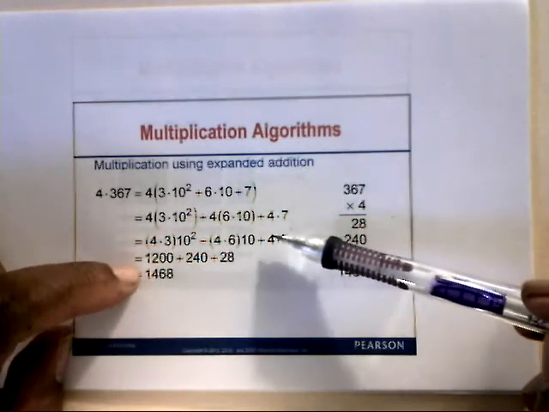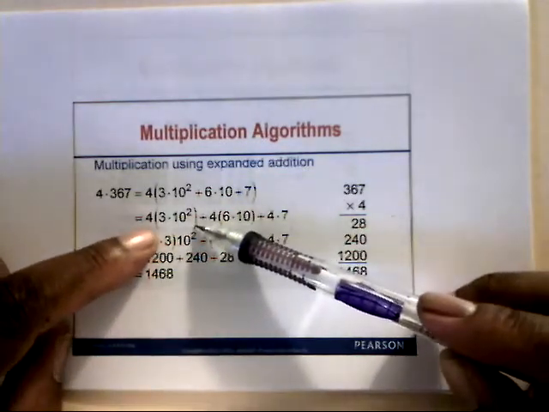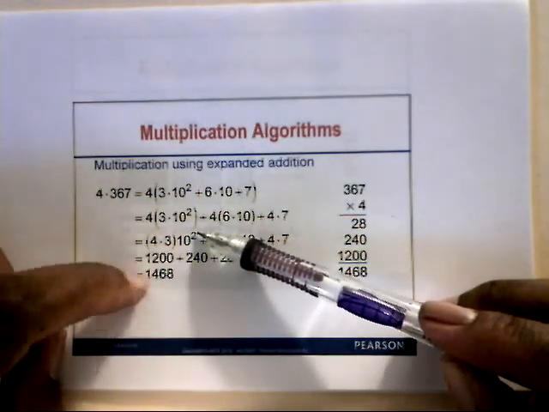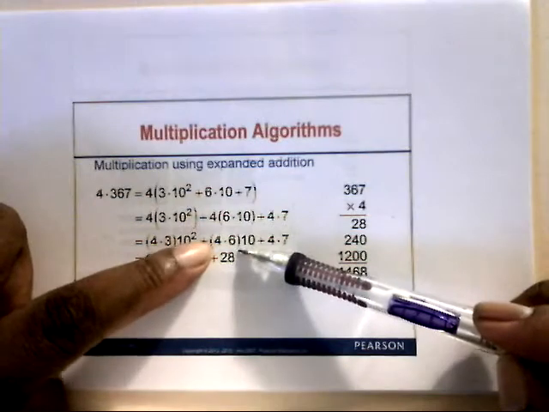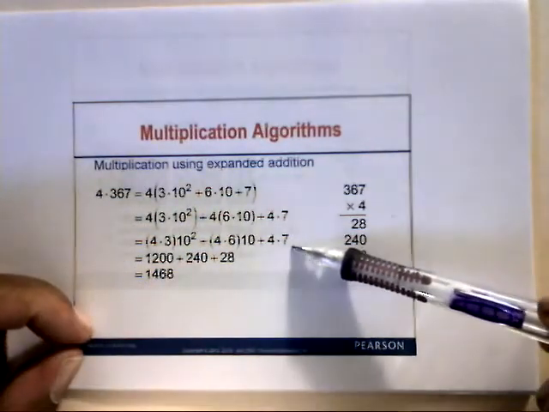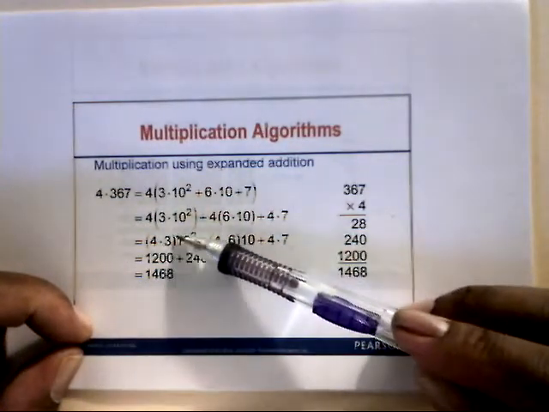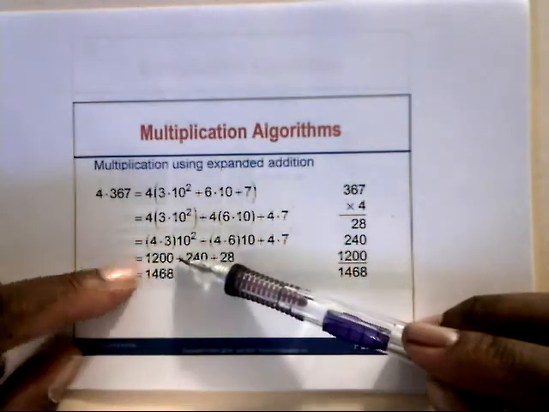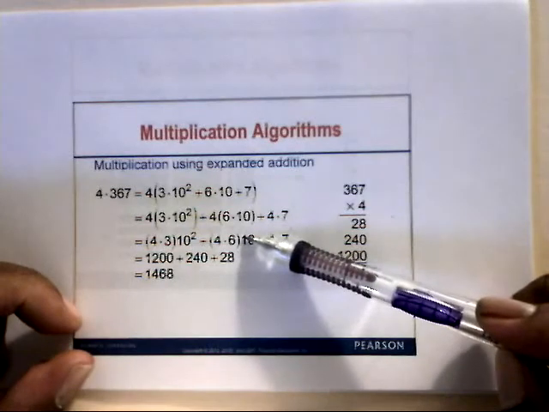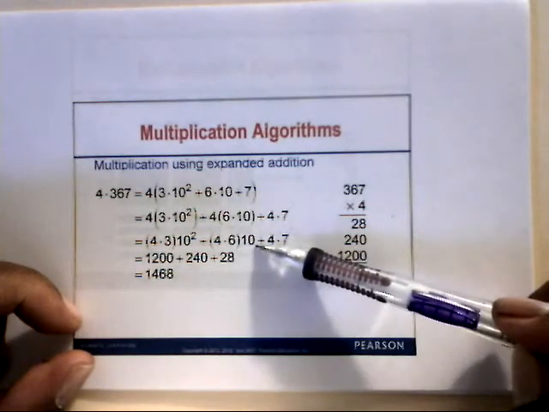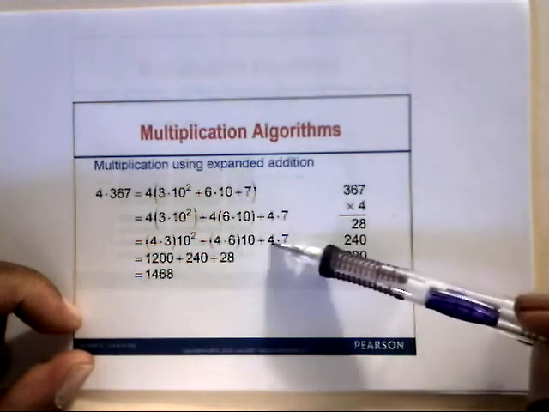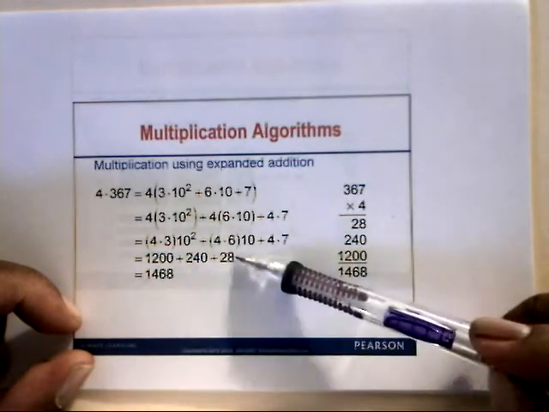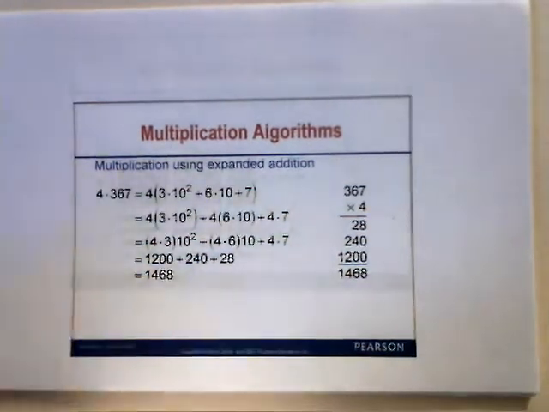And also we can use the associative property. We can group the 4 and the 3 together, multiplied by 10 to the 2nd. Group the 4 times 6 together, multiplied by 10. Bring down the 4 times 7. Now 4 times 3 is 12, times 10 to the 2nd, which is going to be 1200. 4 times 6 is 24. Multiply that by 10, that's 240. 4 times 7 is 28. Now add 1200 plus 240 plus 28, that will give you 1468.